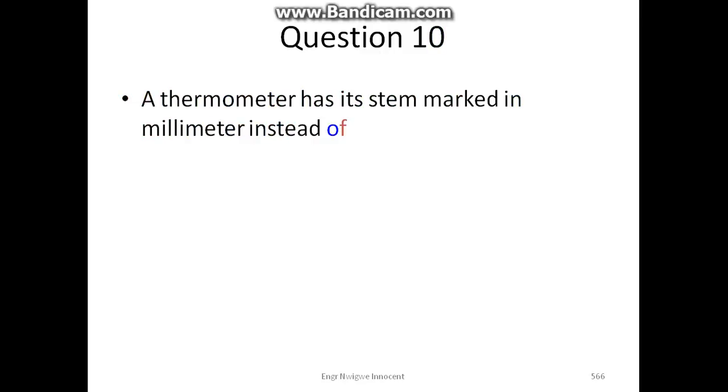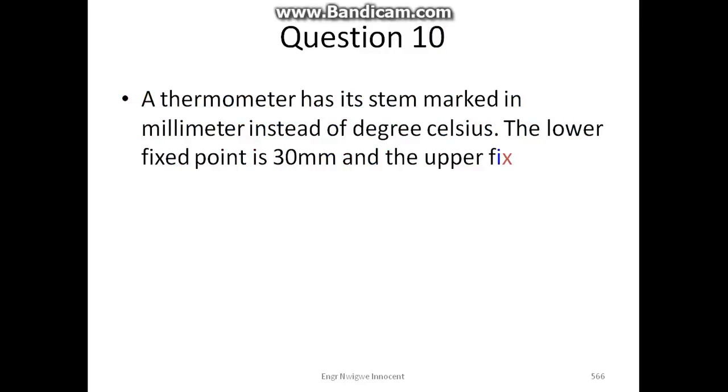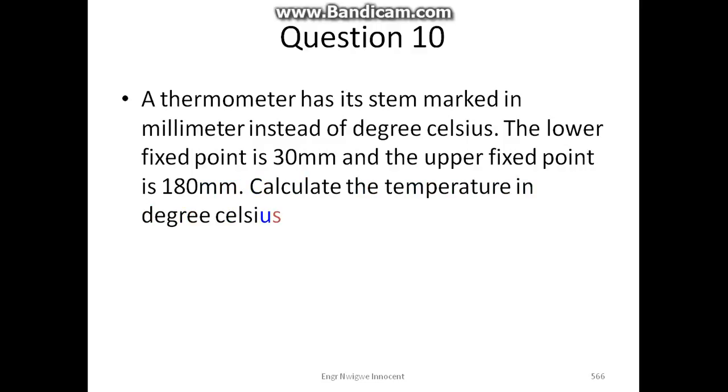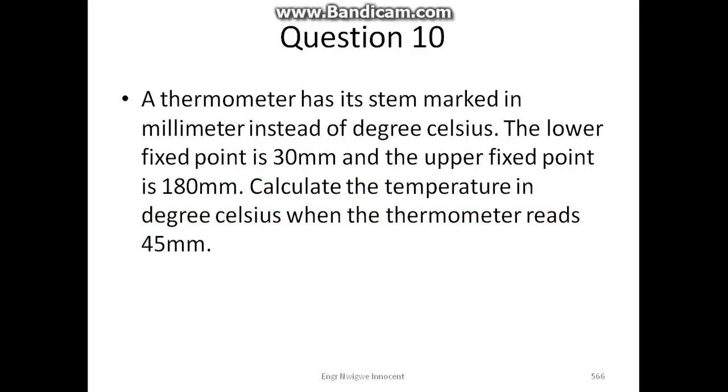Example 10. A thermometer has its stem marked in millimeter instead of degrees Celsius. The lower fixed point is 30 mm and the upper fixed point is 180 mm. Calculate the temperature in degrees Celsius when the thermometer reads 45 mm.